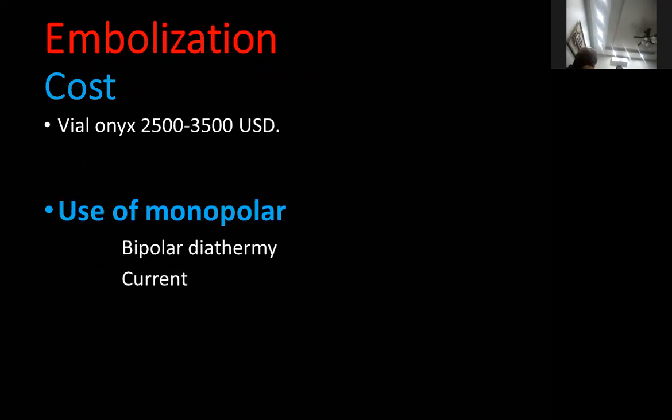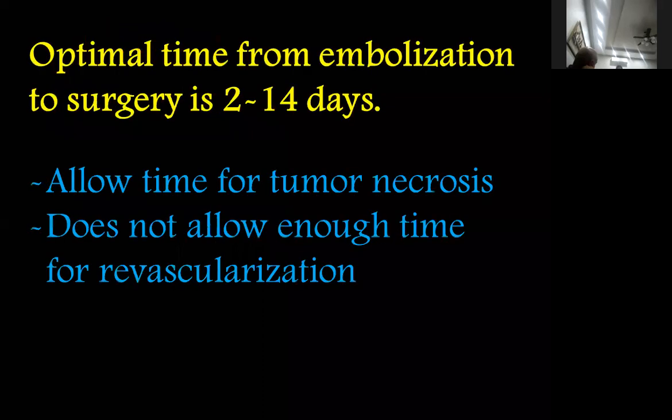Cost, vial of Onyx, only a single vial, is $2,500 to $3,500. And how many vials you use depends on the size, on average 2 to 3. Farid? Depends on the size of the tumor, I agree, but this price is not... This is America. America is different. It should be higher here. No, lower, hopefully.